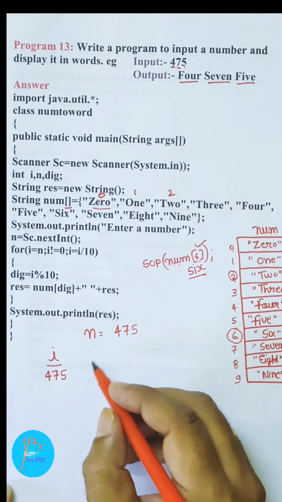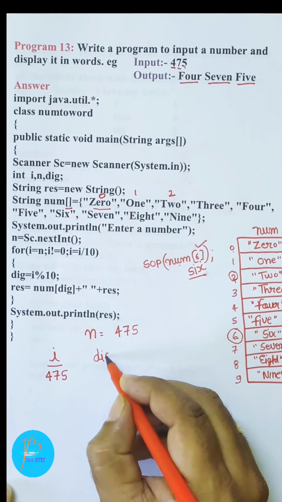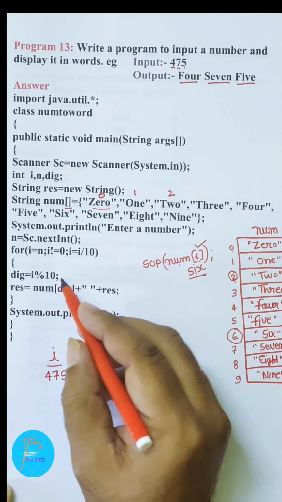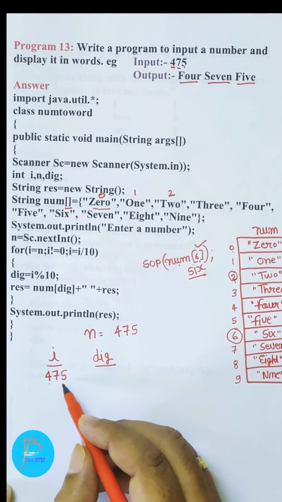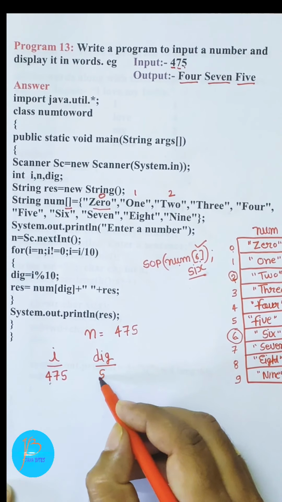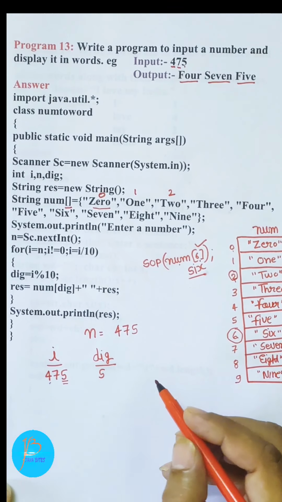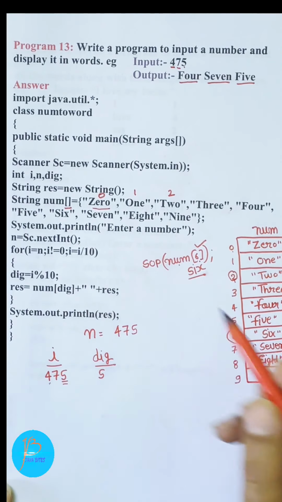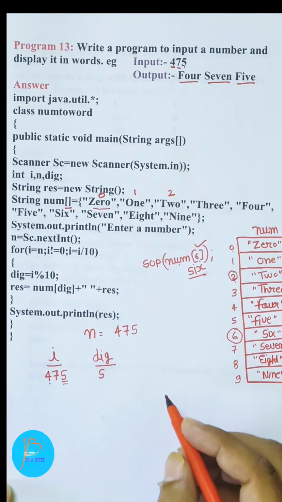This equal to I modulus 10. So children, the second variable is this, and it says I modulus 10. So beta, if you will find the remainder of 475 out of 10, so you know that it will give you the last digit of the number. Okay, after that, look at the next line.